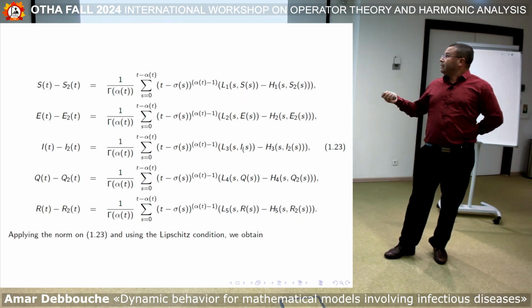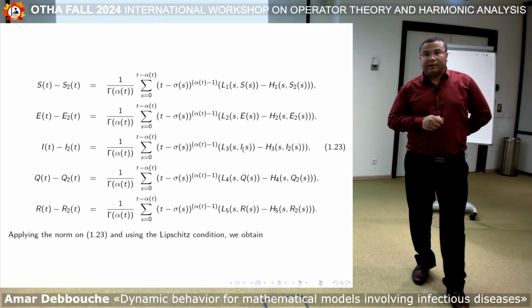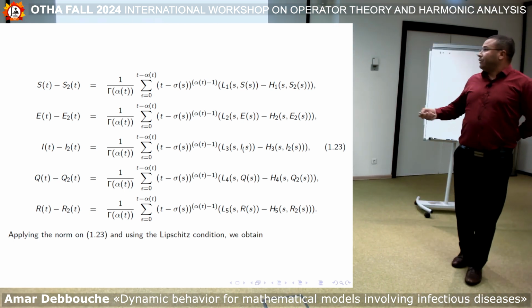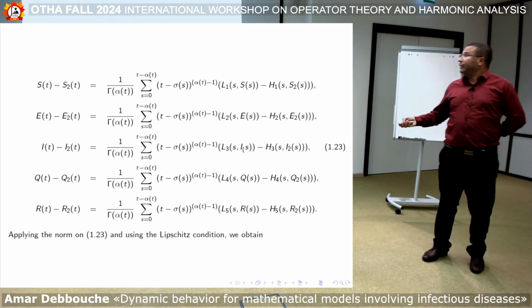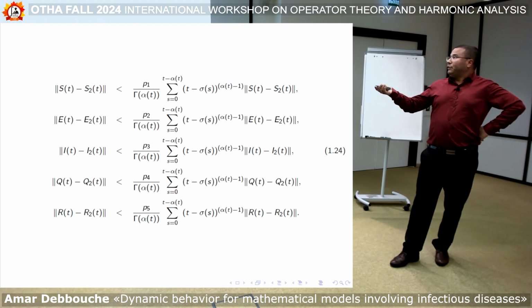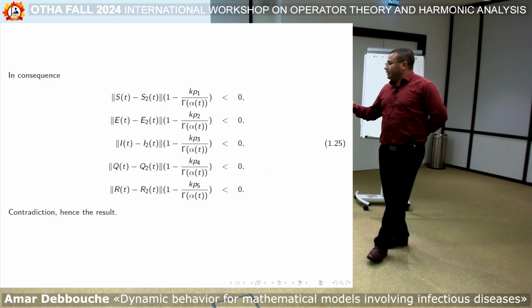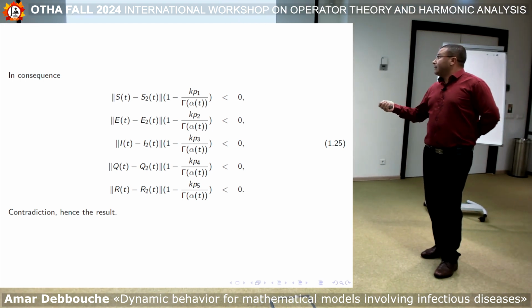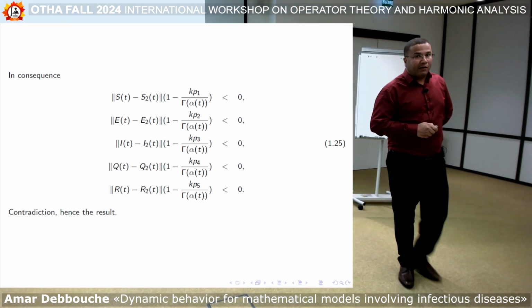Then we use these differences as they appear. We try to estimate their norms by using the Lipschitz condition on these parts. It is easy to get these new estimations. After that, we can check that these parts are negative according to the previous analysis, which means we have the uniqueness of a solution.